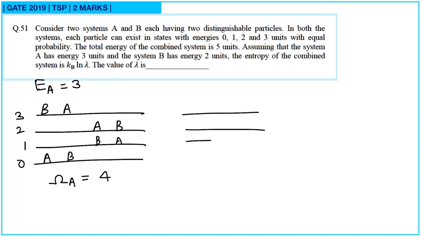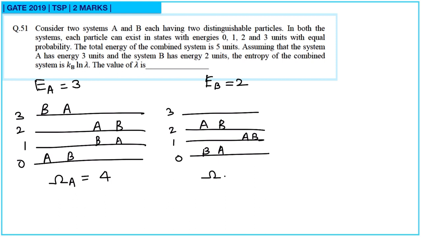For the second case, same 0, 1, 2 and 3. Now we have here EB is equal to 2. So this can be (0, 2) or (2, 0), or it will be (1, 1). So here the number of microstates in B is equal to 3. So 3 cases are possible. So the total number of microstates is the product of microstates, so that is 4 into 3, which is 12.